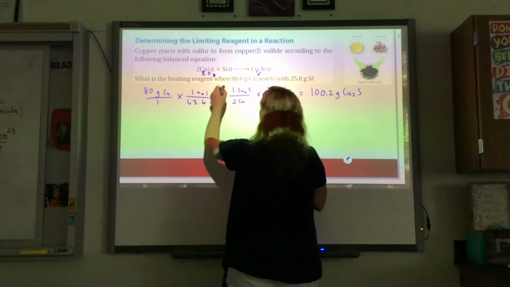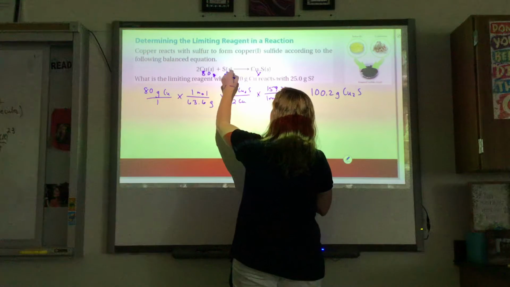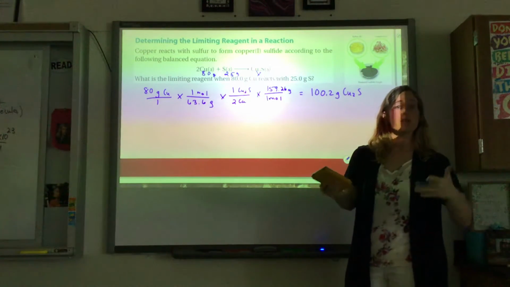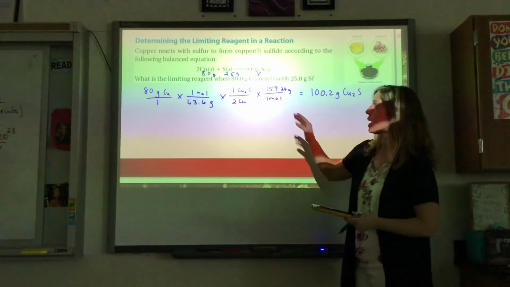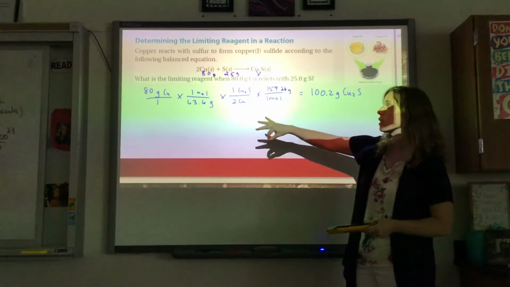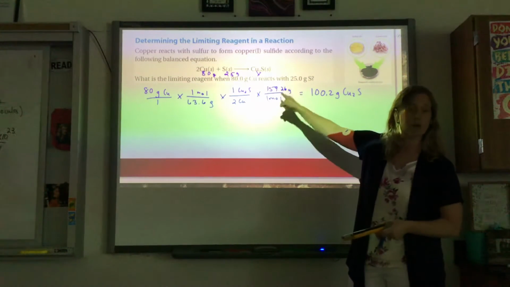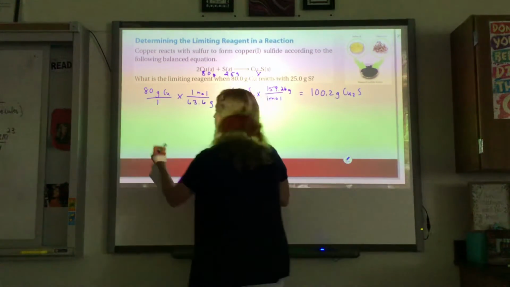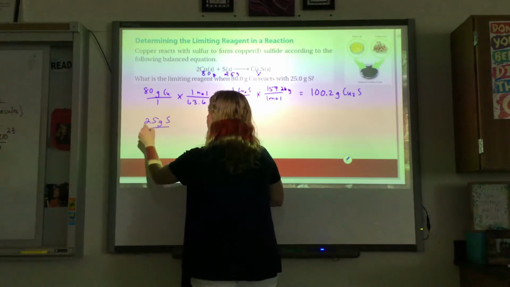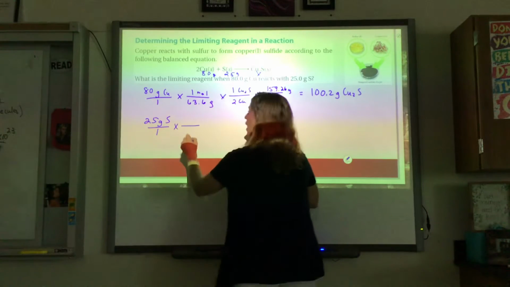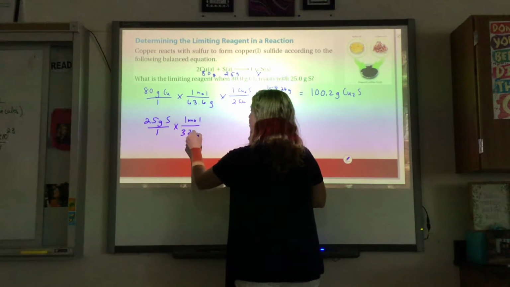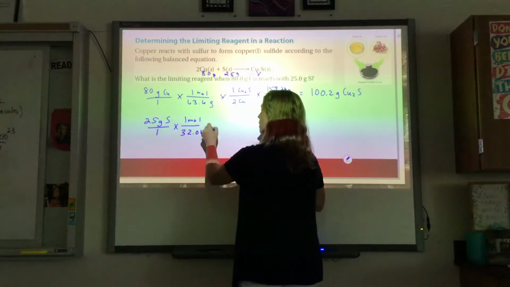This one's stating that I started the reaction with 25 grams of sulfur. So now I'm going to do another mass-mass calculation, but instead I'm going to use sulfur's mass to start the reaction, but I'm still looking for copper(I) sulfide. So I'm going to set up another mass-mass, so I say 25 grams of sulfur over 1. I have 1 mole. I'm going to put the molar mass of sulfur, which is 32.06 grams.